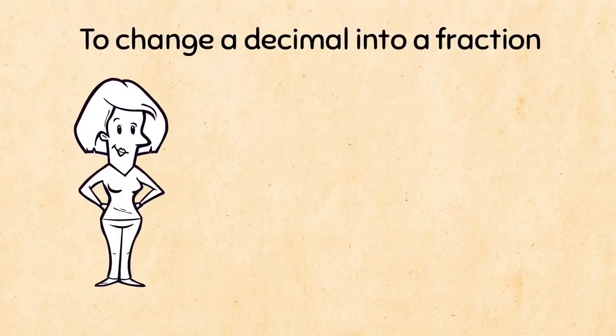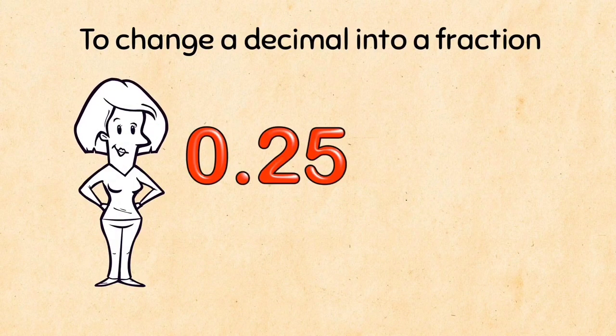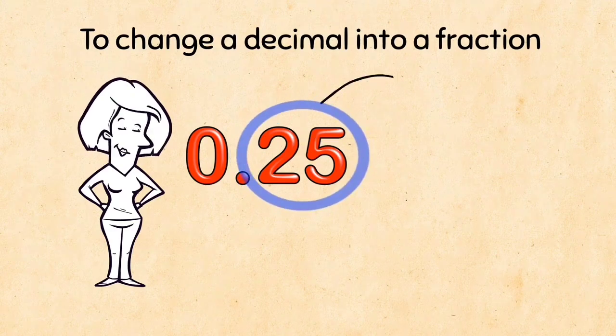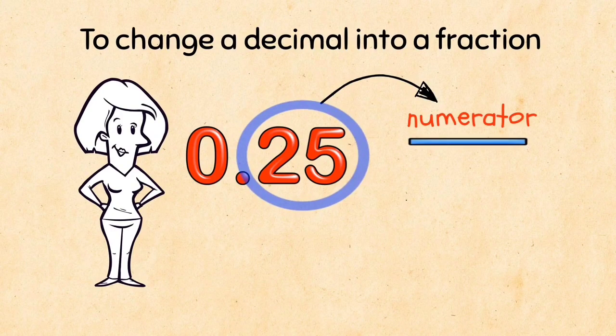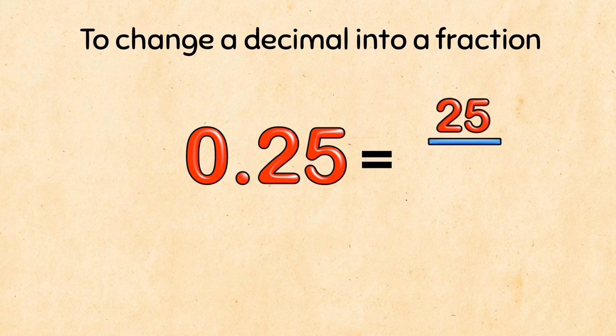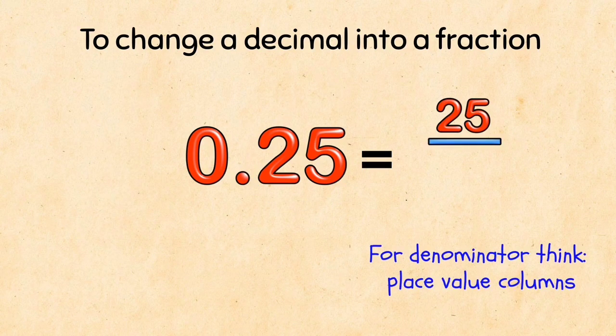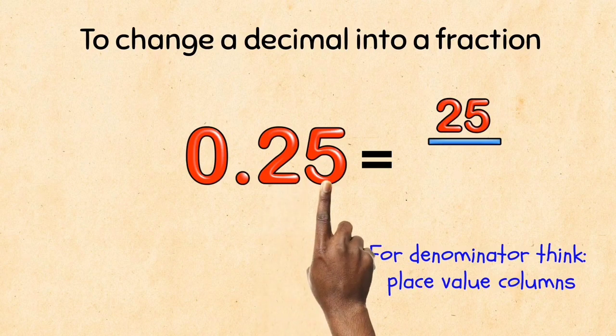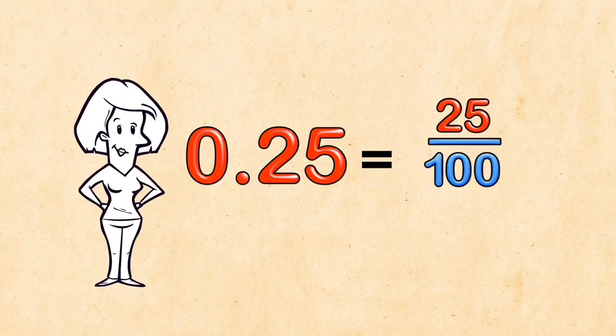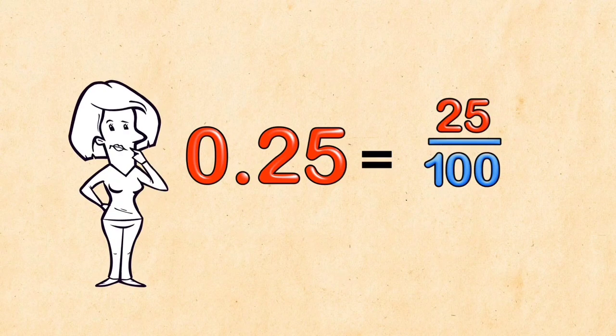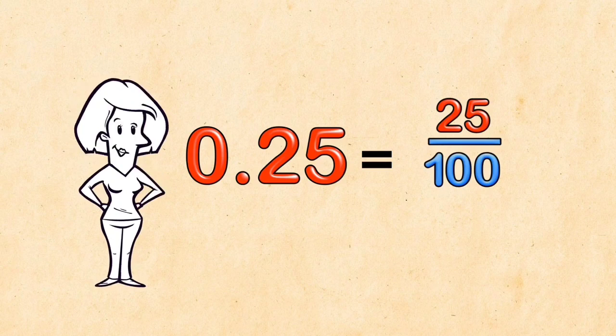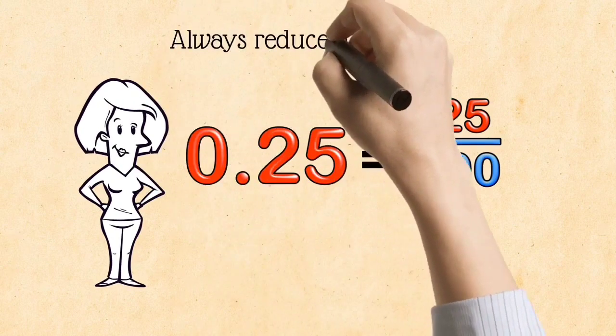To change a decimal into a fraction, the decimal part becomes our numerator, and the numerator will be 25. For the denominator, we need to think about the place value columns. So it is tenths, hundredths. We'll write 100. Clear? So 0.25 is converted into a fraction as 25 over 100.